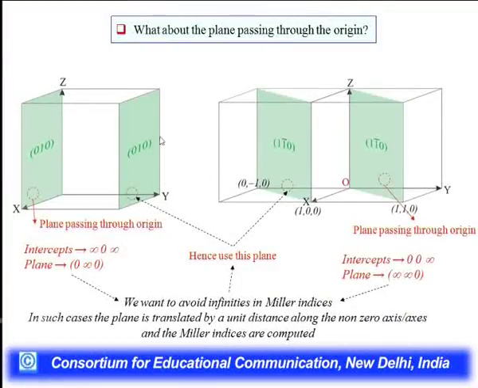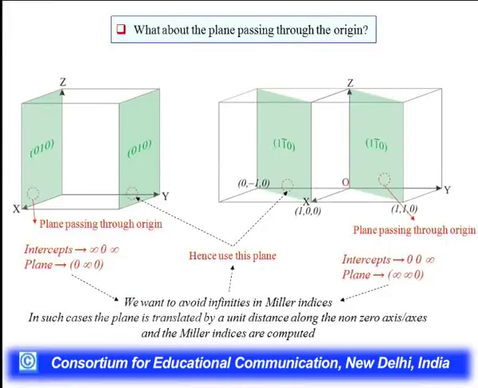This plane passes through the origin, with intercepts infinite, 0, infinite, and this plane is also parallel to this plane, which has the indices 0, 1, 0. Now the plane is 0, infinite and 0, then the intercept is infinite, 0, infinite. Similarly here we have the different planes at 0, minus 1, 0. Then we can write it as 1, 1 bar, 0 and 1, 1 bar, 0.